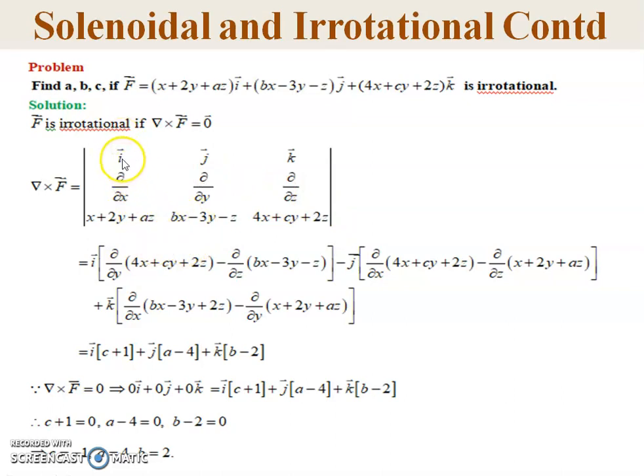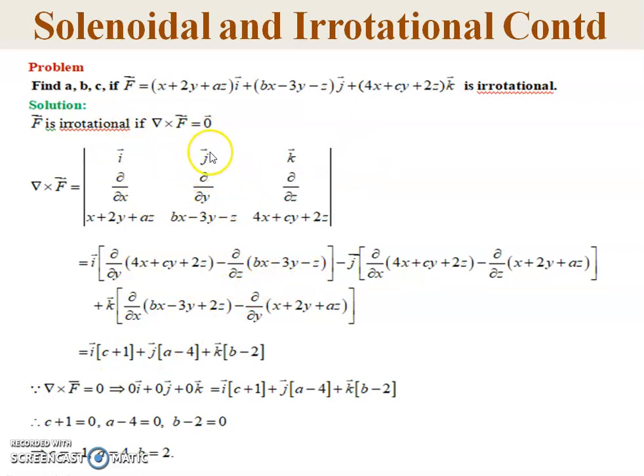That means take the i vector, leaving the first column and first row. The remaining is dou by dou y and dou by dou z. Now cross product means differentiate the opposite function. Here the opposite function is 4x + cy + 2z. Differentiate this with respect to y, only c remains, the other terms are 0. Similarly, minus dou by dou z into this vector, differentiating, this becomes 0, this becomes 0, this minus 1 becomes plus 1. So c + 1.